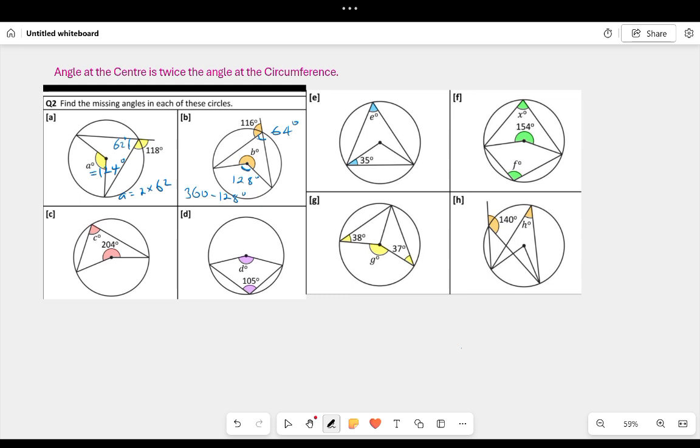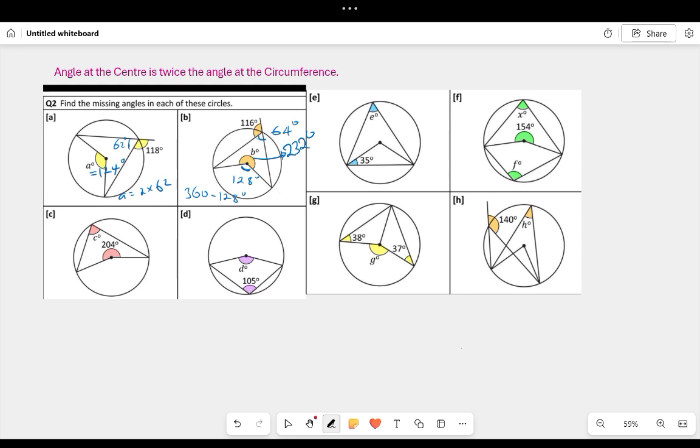So B is 232 degrees. Okay, sorry, it's not looking nice. Let me write it again. 232 degrees. B is 232 degrees. Oh yeah. Okay, now let's look at C. Let's look at C here.